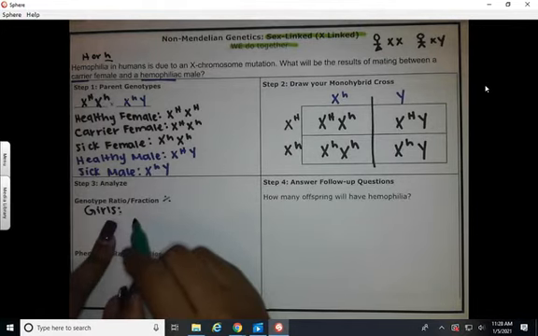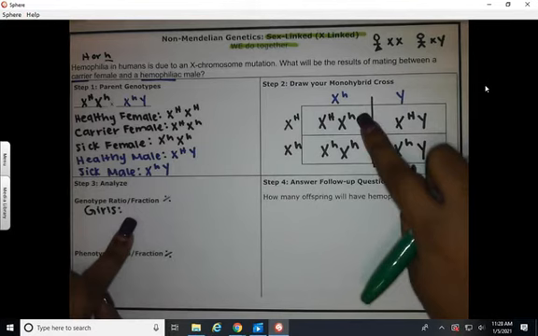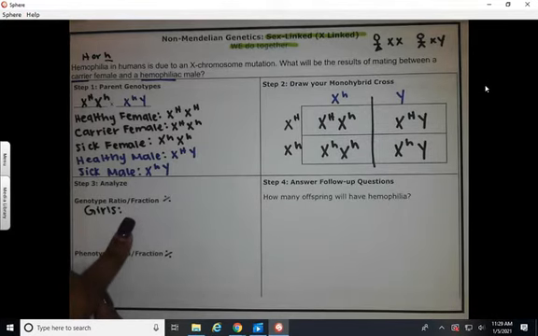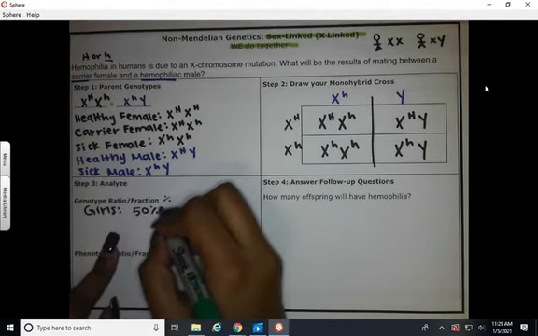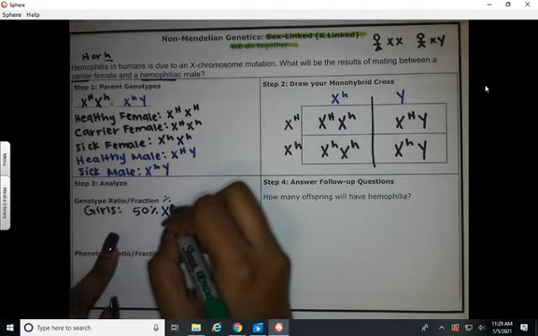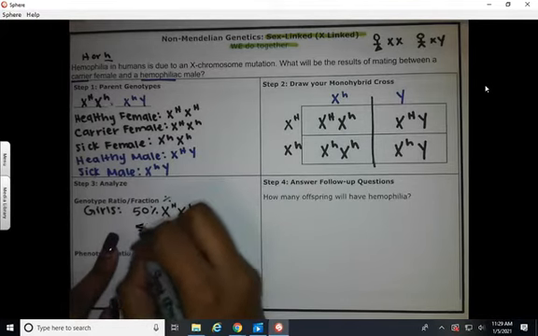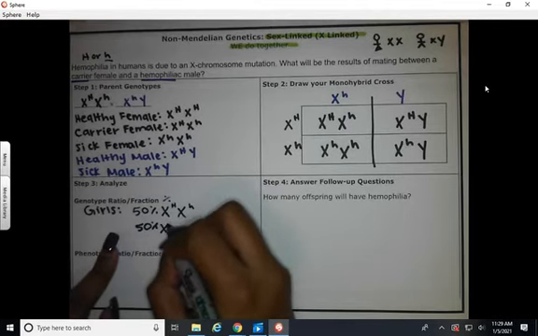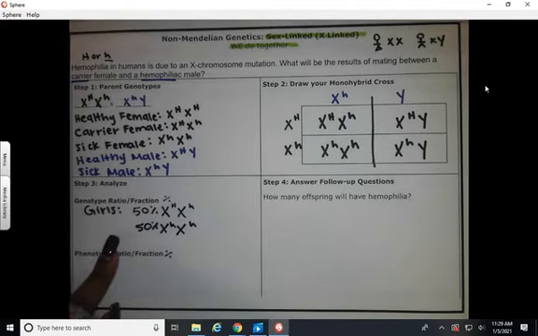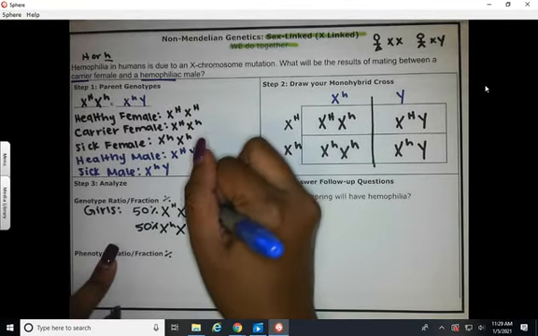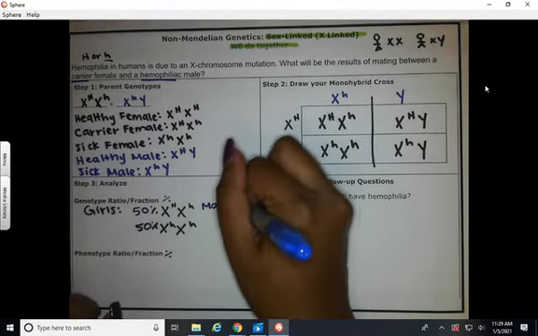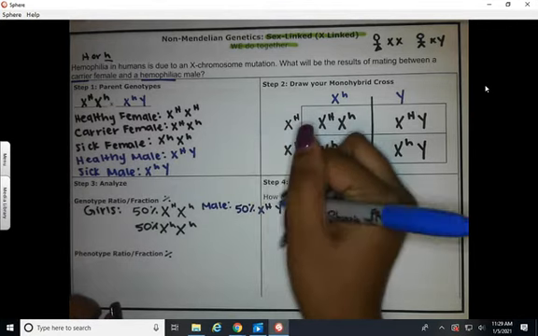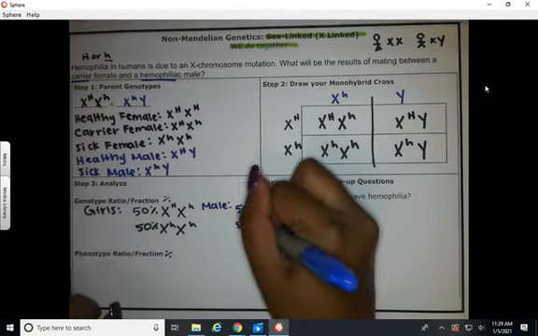Alright, so what would the genotype percentages be for the females? Okay, 50% are X big H, X little h, and 50% are X little h, X little h. And let's do the boys. What would the males' genotype percentages be? Okay, 50% X big H Y, 50% X little h Y.